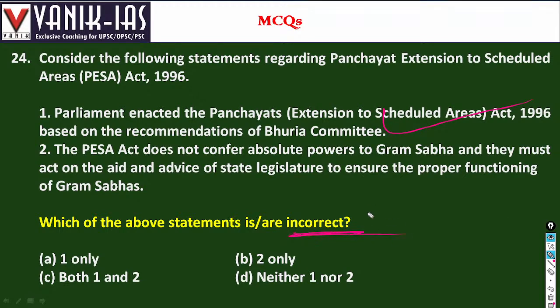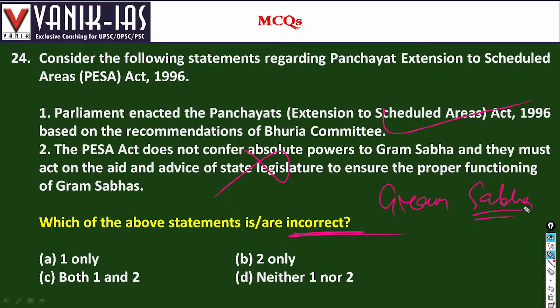Which of the following statements is incorrect? The PESA doesn't confer absolute powers to Gram Sabha. No, it gives absolute power to Gram Sabha. Gram Sabha has absolute power regarding land allocation, distribution of land properties, any matter in the PESA areas. It is the Gram Sabha which is the most powerful, right? For example, in the Niyamgiri case, the case went to the Supreme Court. The Supreme Court says that whether land is to be given to a particular industry in tribal areas, especially the scheduled areas, the final decision will be taken by the Gram Sabha itself.